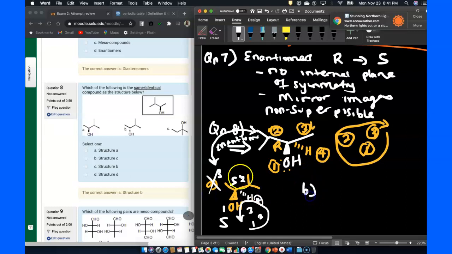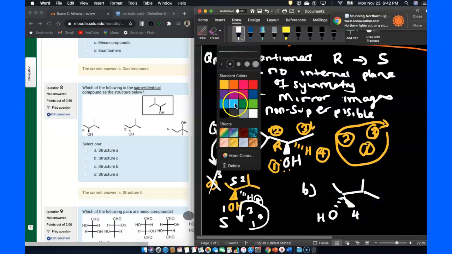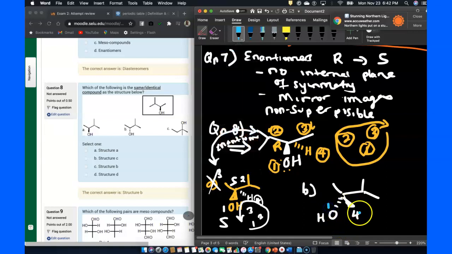Let's look at B. Structure B has the OH away from us, which means the hydrogen is towards us, and we can go ahead and assign priorities. O is 1, hydrogen is 4, this was 2, methyl was 3. Focus on 1, 2, and 3. We're going counterclockwise. That's an S, but the smallest group, 4, the hydrogen, is towards us, so the true assignment is an R.